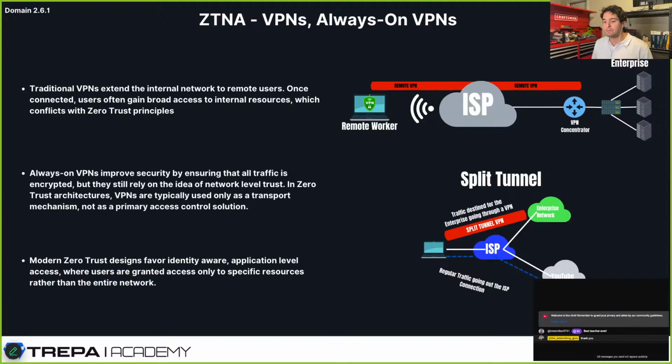So traditional VPNs extend the internal network to remote users or they do site to site. And then once connected, they just gain access to everything in the internal resources, everything in the enterprise. Oh, you connect to the VPN, you have access to everything. Always on VPNs improve security by ensuring that all traffic is encrypted, but they still rely on the idea of network level trust. In Zero Trust architectures, VPNs are typically used only as a transport mechanism, not as a primary access control solution.